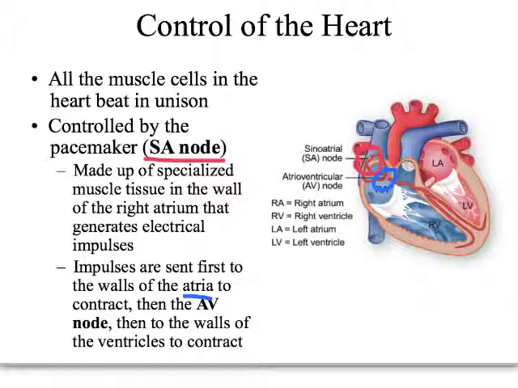And then after the AV node, that signal is released down to the walls of the ventricles and makes the ventricles contract to pump blood to either the lungs or the rest of the body. So that's how the heart is controlled, via these electrical impulses from specialized muscle cells within the SA node that is then delivered down the heart.